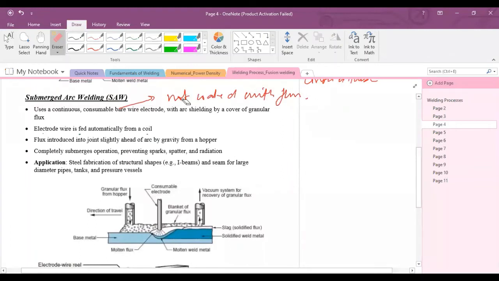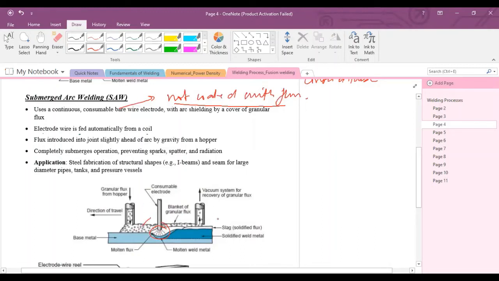Submerged arc welding is a continuous arc welding process. In this process, the arc is produced between a continuously consumable bare wire electrode. Bare wire electrode means it is not coated with flux. In this arc welding process, a blanket of flux is used for providing the shielding for this electric arc. This electric arc is produced under the blanket of this flux.